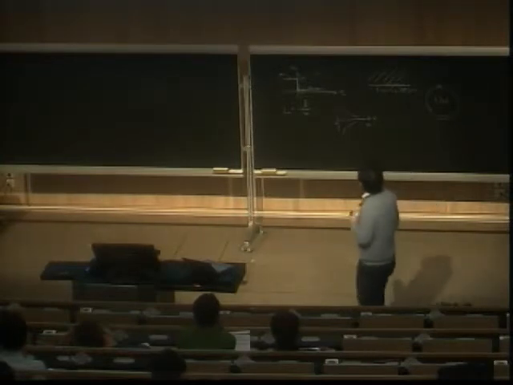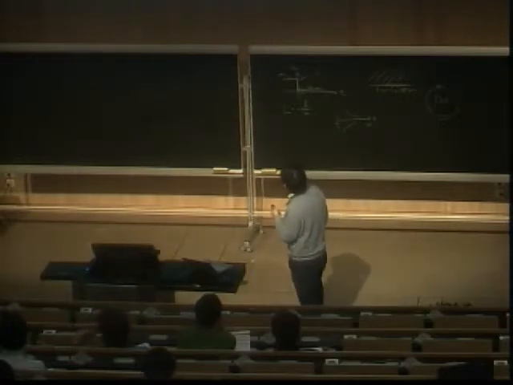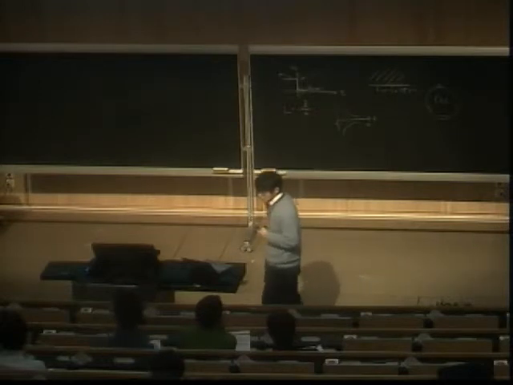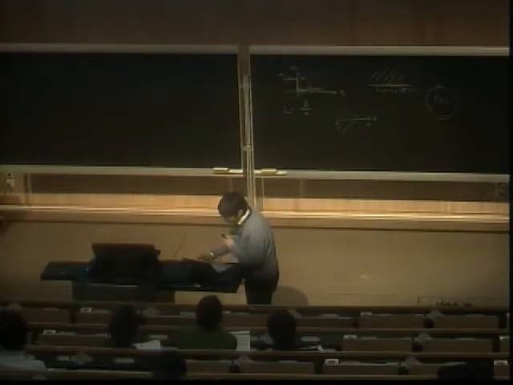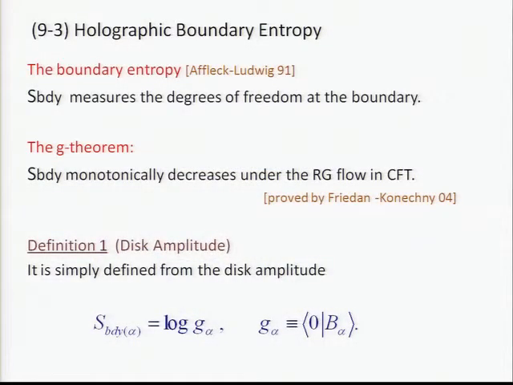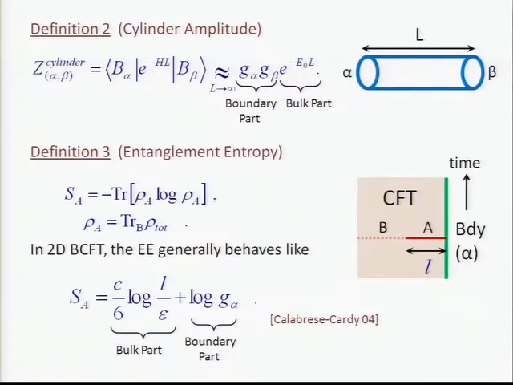Then of course we have this contribution, c over 6 log of L over epsilon. But in addition, there is a constant term, and this constant term is identified with the boundary entropy. This was also derived in the Calabrese-Cardy paper.